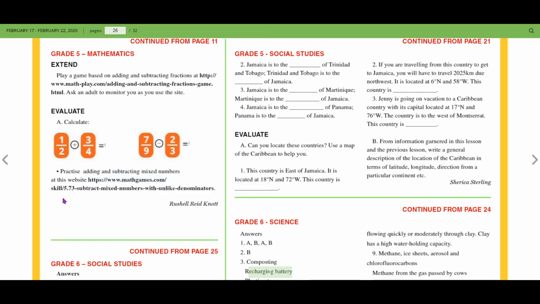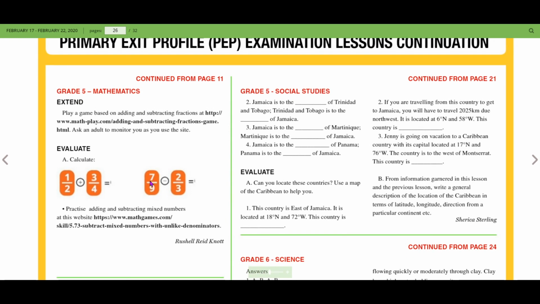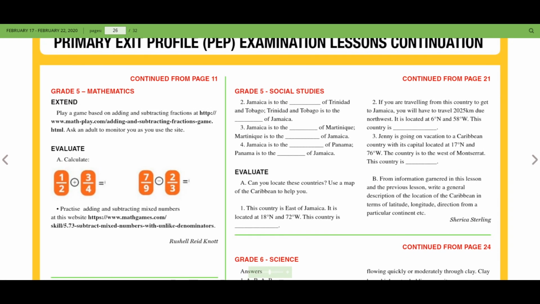mathgames.com, skills 5.73, subtract mixed numbers with unlike denominators. We can see here we have unlike denominators. So this website now could give you more practice with regards to the concept that we have done today.